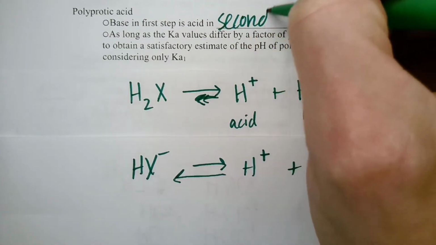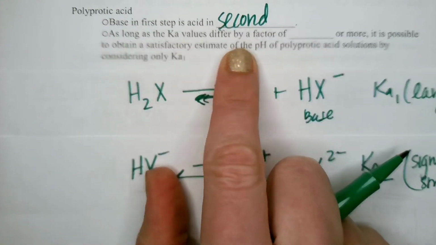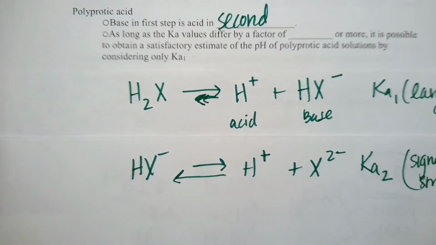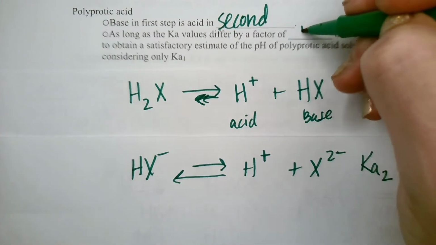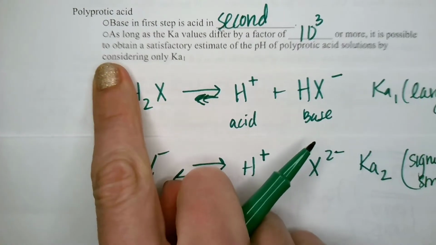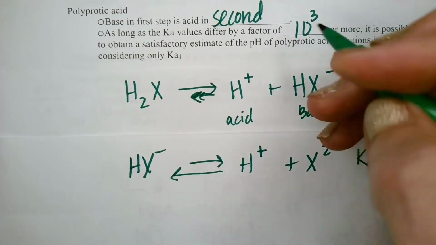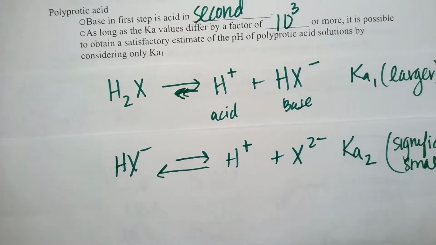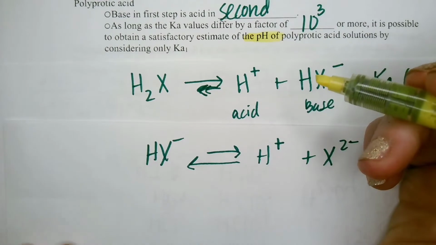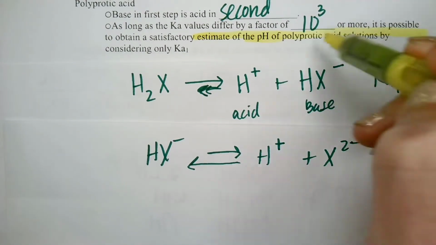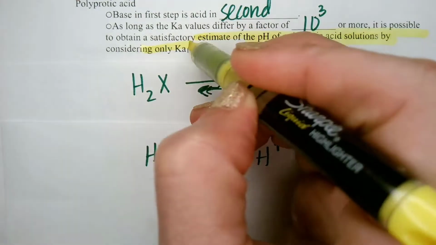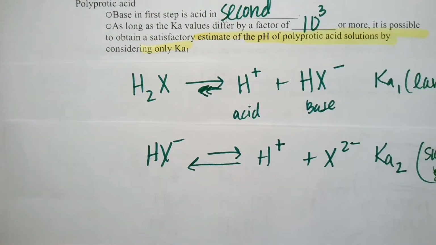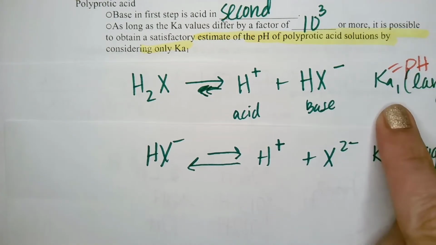As long as the Ka values differ by a factor of 10 to the third or more, it's possible to obtain a satisfactory estimate of the pH of polyprotic acid solutions by considering Ka1. So this is really important. We can estimate the pH of the polyprotic acid solutions by just looking at Ka1. And so therefore, we can use this to find the pH of the solution.